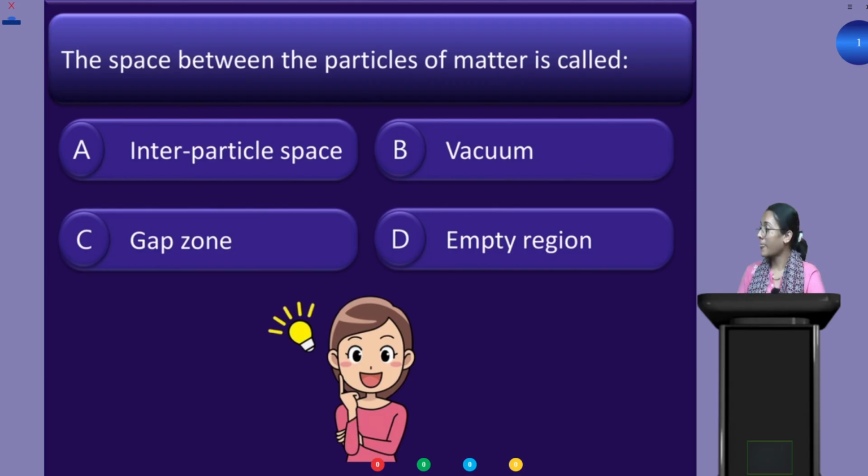Which is correct? And with that your time is up. Wow, very good. So many of you have given the right answer. The space between the particles of matter is known as interparticle space, isn't it? The space between two particles or molecules is known as interparticle space. Clear everyone?